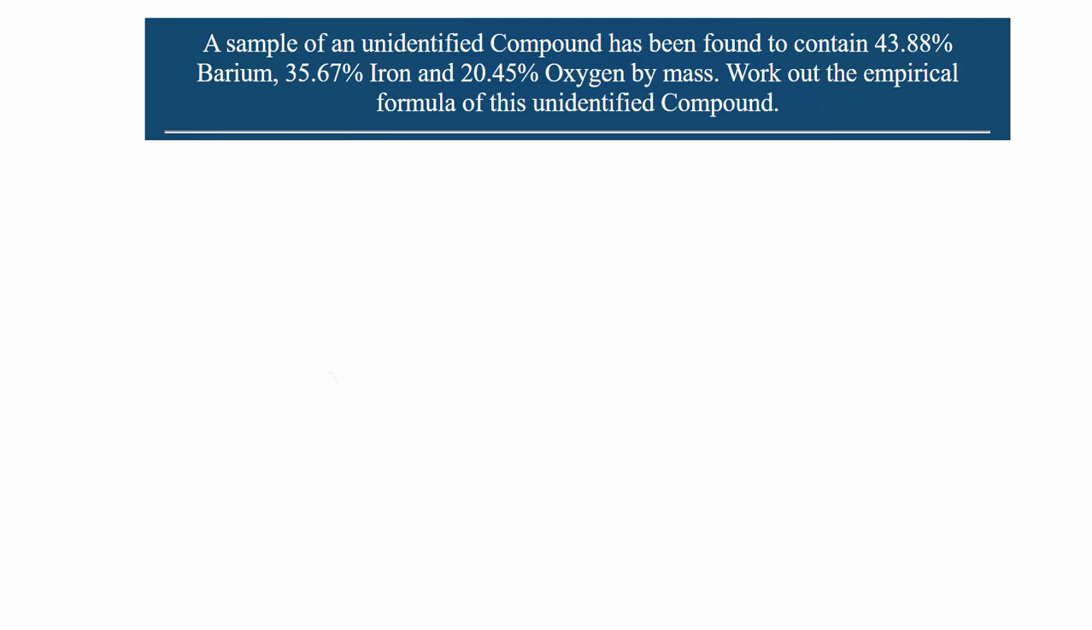In this question, we've been presented with an unidentified compound, and we've been told that it contains barium, iron, and oxygen, and we've been asked to work out the empirical formula for this compound. One of the first things I'm going to do: we've been given the percentage abundances by mass of each of the elements in the sample.